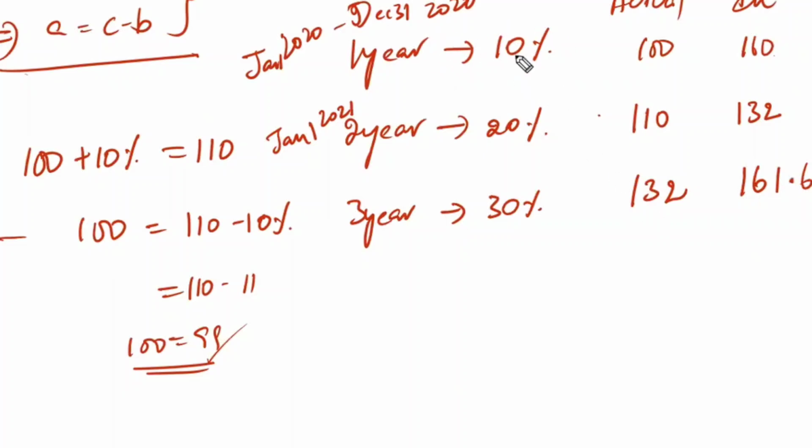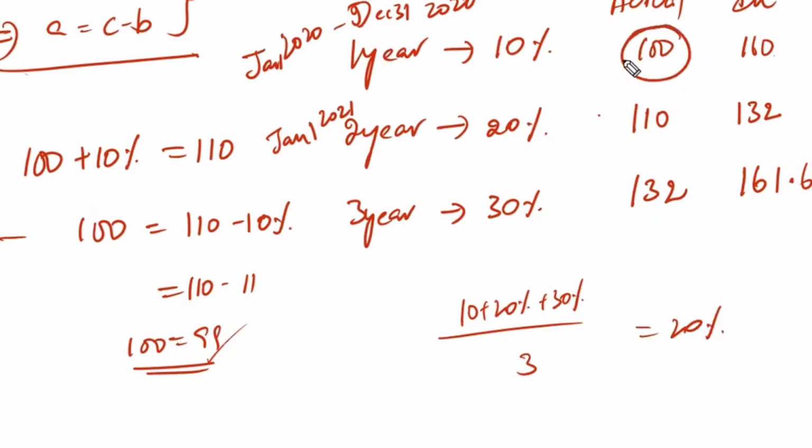Now if you take the average of all these, that is 10 plus 20 plus 30 divided by 3 years, the average profit is 20%. But actually it started from 100 and ended with 161.6, which is 61.6 rupees profit over 3 years. 20.8 is the actual profit, not 20%. 20.8 is the actual answer.